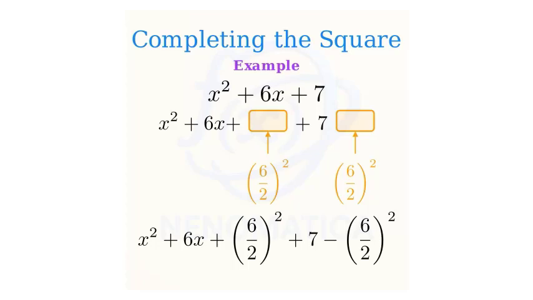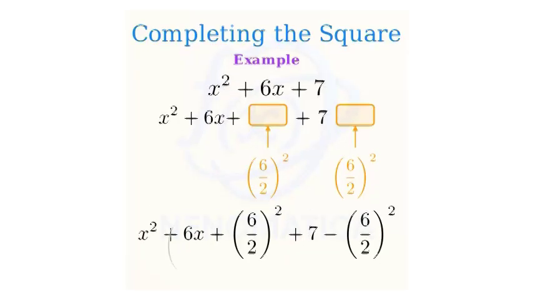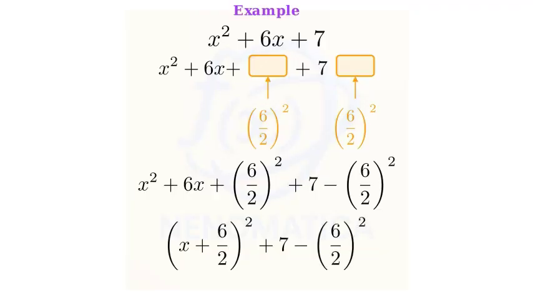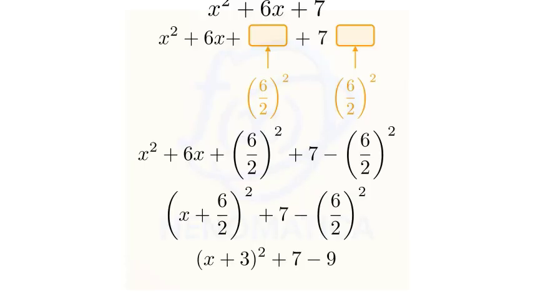x squared plus 6x plus (6 over 2) squared plus 7 minus (6 over 2) squared. Group the first three terms into a perfect square trinomial and factor it. That gives (x plus 6 over 2) squared plus 7 minus (6 over 2) squared. Evaluate the simple numbers.